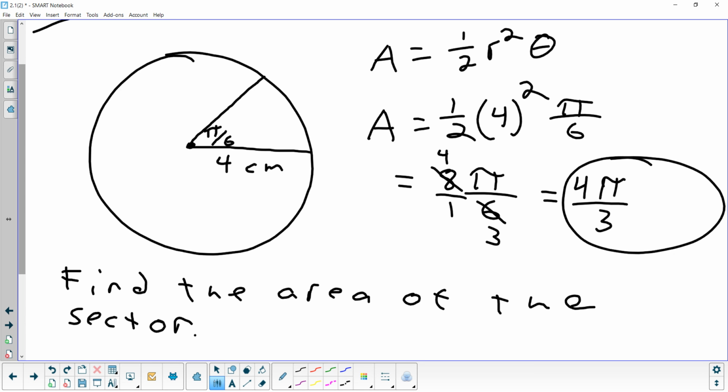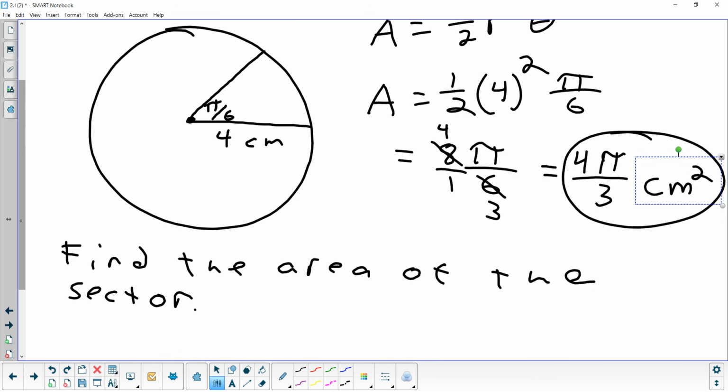All right, now Johnny, what did I just find there? I found the area. So anybody think they could tell me what my unit would be? Because we found an area. Yeah, Colton? Centimeters squared. Good. Area is a two-dimensional concept. It's not length. So area should have an exponent of 2. Just like that. Okay. Any questions on that?